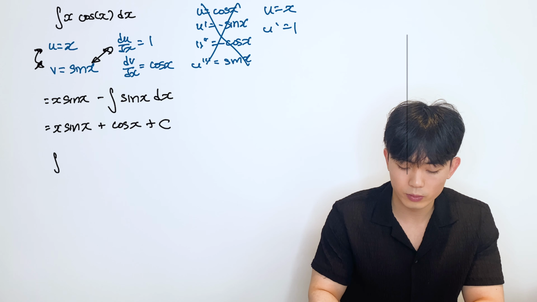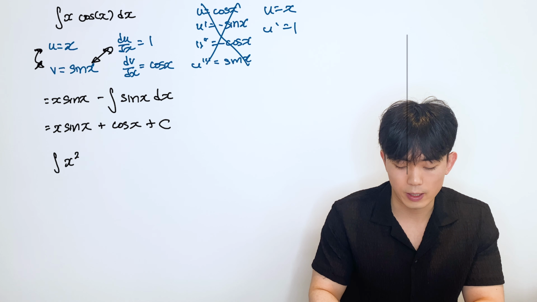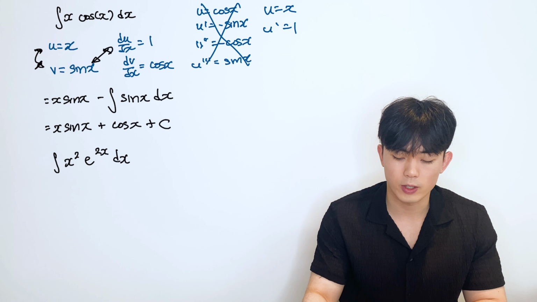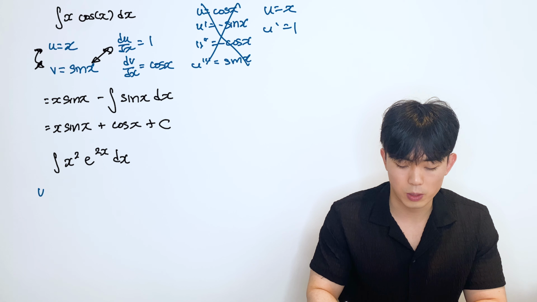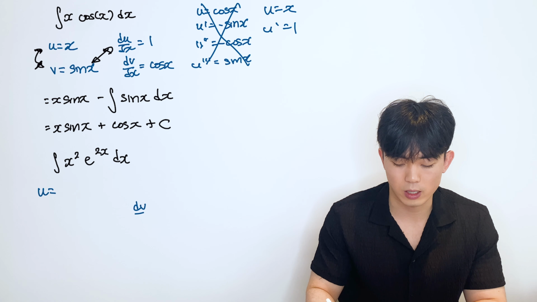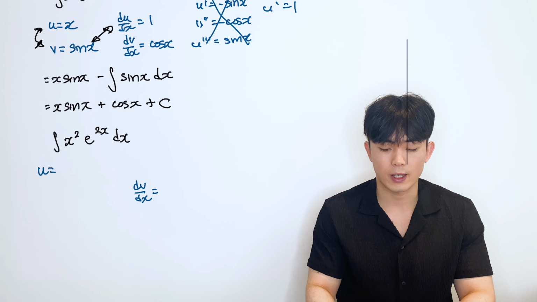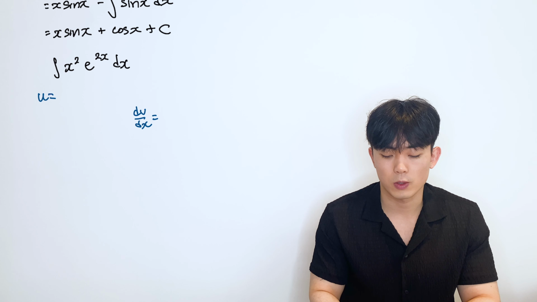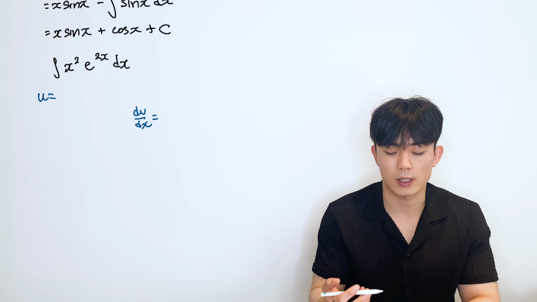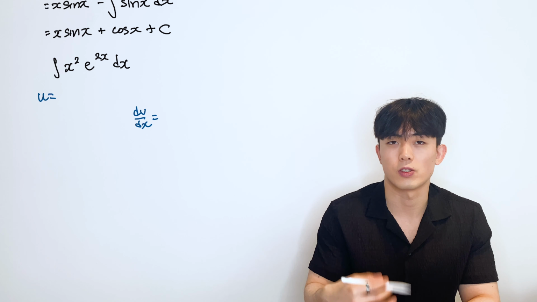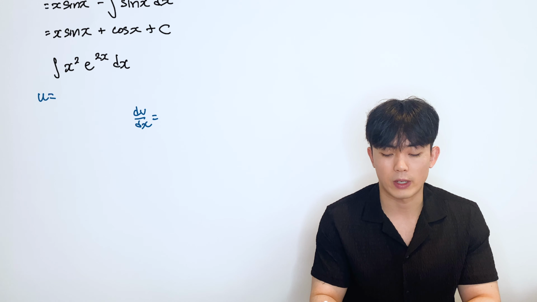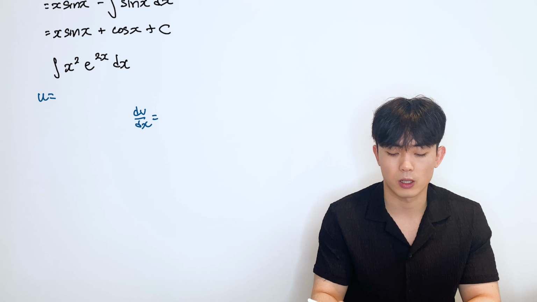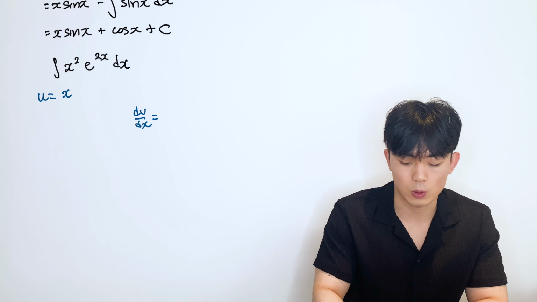Let's say we have x squared e to the 2x dx. So we know that we have to use integration by parts, so therefore u has to be something, and then dv by dx has to be something else as well. Looking at this, we have to think which one will eventually reduce to a number. Well, e to 2x, if we differentiate, will be 2e to 2x, and then differentiate again, will be 4e to 2x, and so on and so on. Whereas x squared, if I differentiate once, I get 2x. If I differentiate again, I get 2, so it becomes a number. So that's what our u is going to be, x squared.